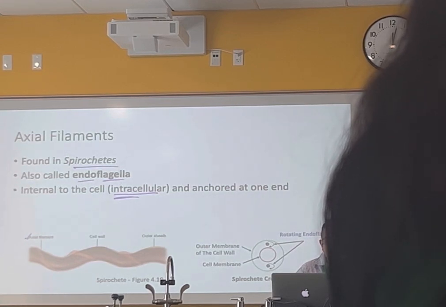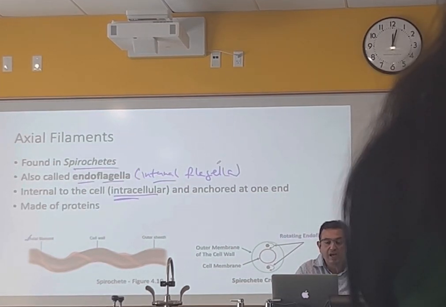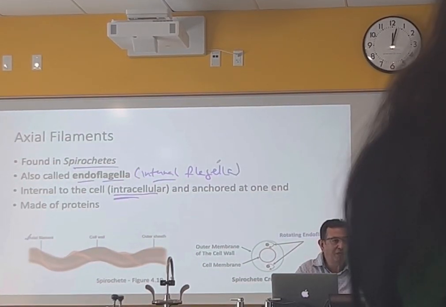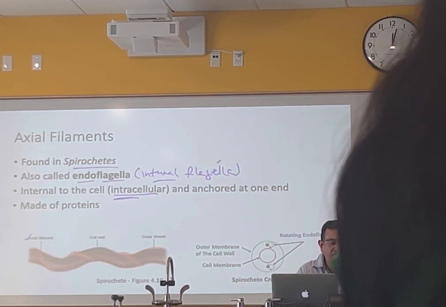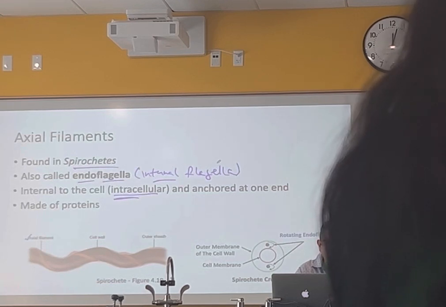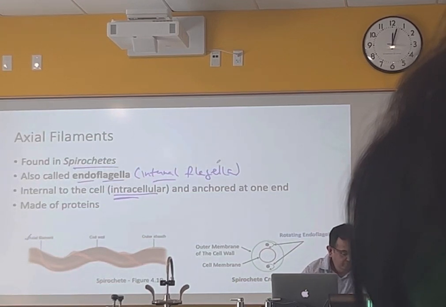Okay, so again, endo means internal flagella. And the composition, also made out of proteins, but it's not important to know what the exact name is. For the flagellum, I told you it was a flagellum protein. People ask me, what's the name of this protein? I don't know. You don't need to know. It's just made out of proteins as well. So it's kind of analogous.